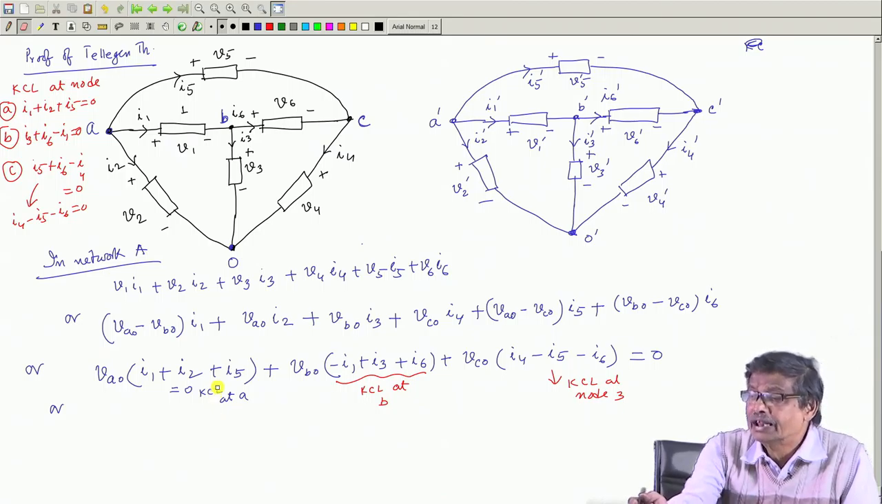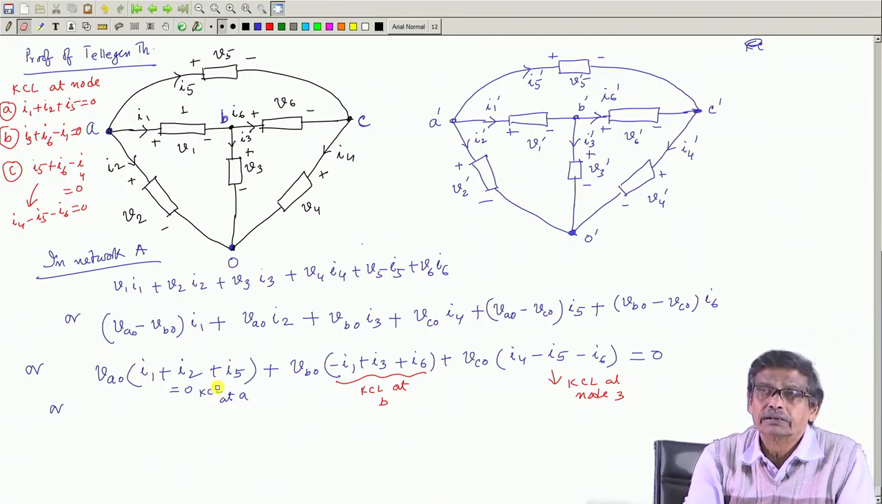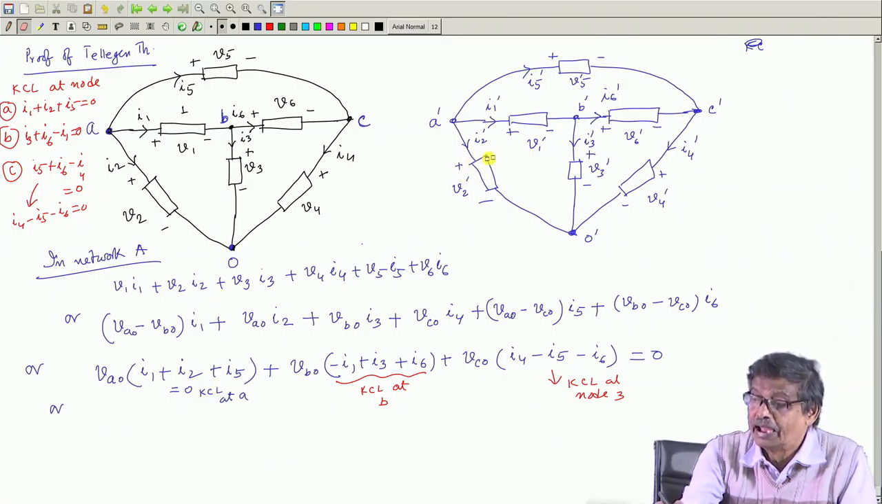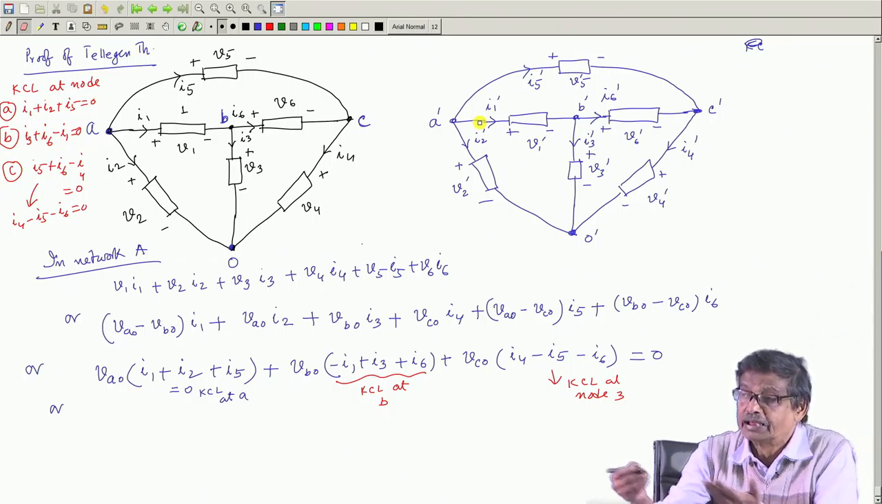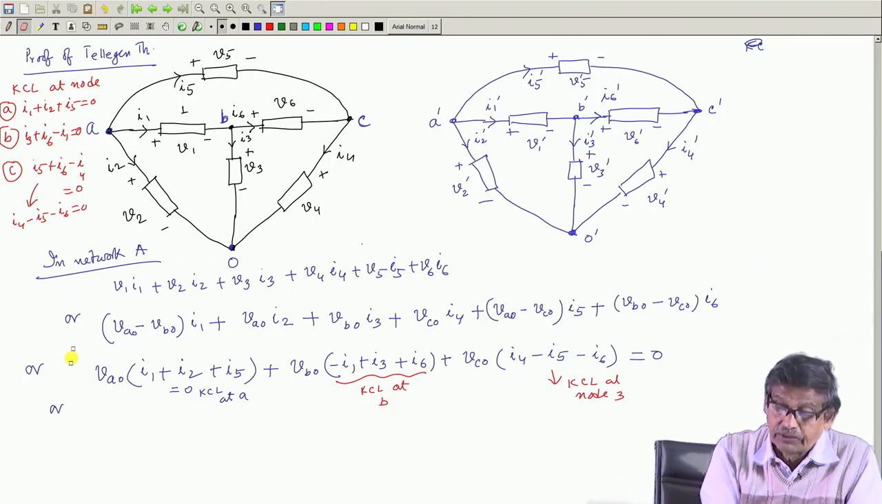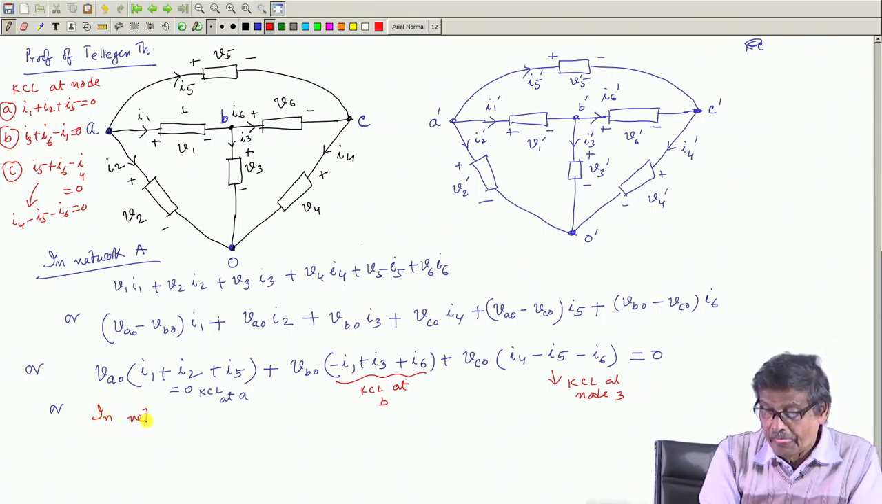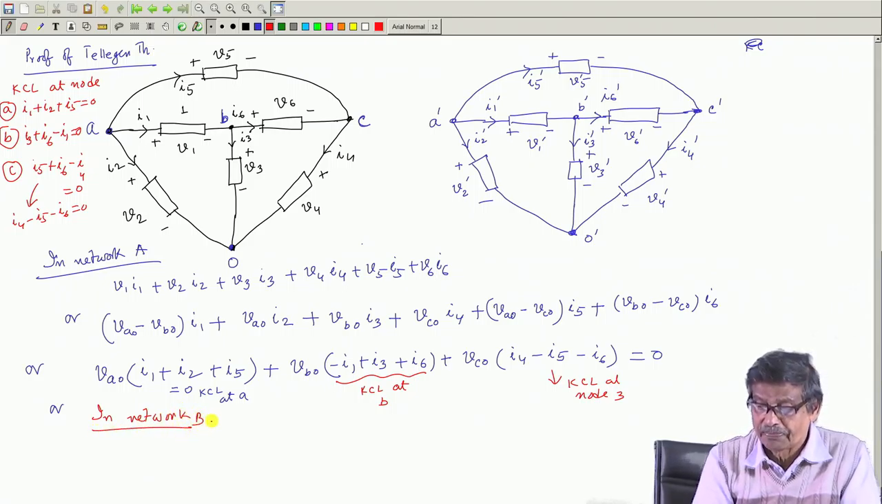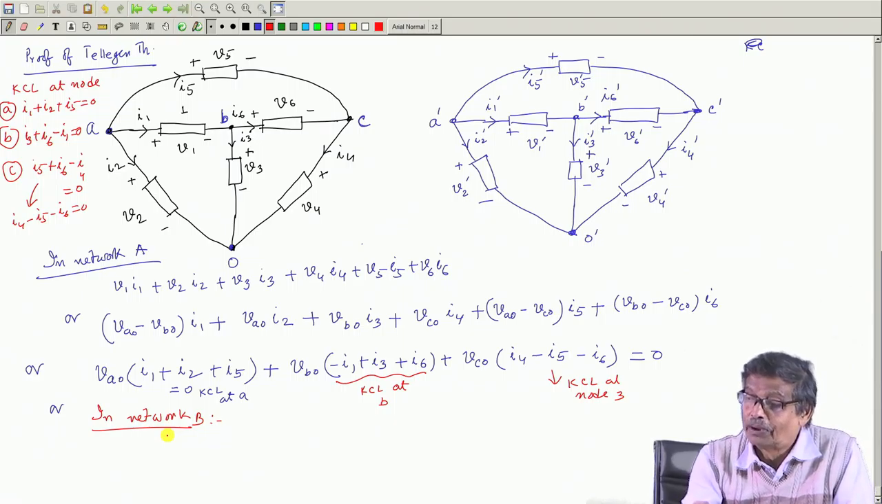Now, come to this network. In this network, everything is like this. Therefore, there is no point in going on writing V1 dashed I1 dashed plus V2 dashed I2 dashed. What I am telling in network B, which is totally a separate network, network B, is that the only thing is all the quantities here have been replaced by primes. So, the same thing you will get if you apply it.